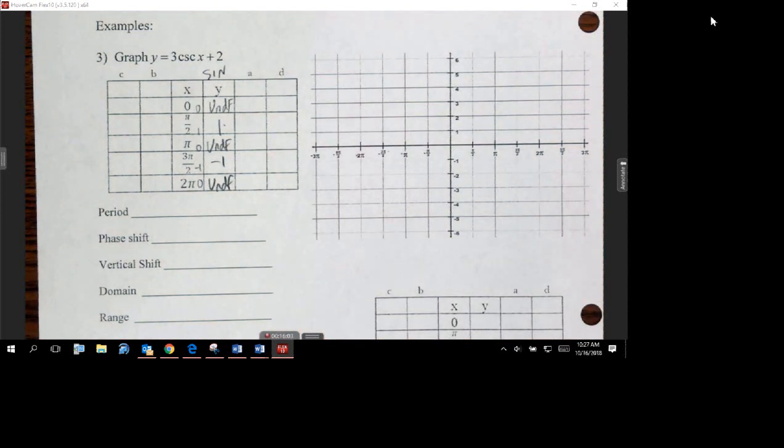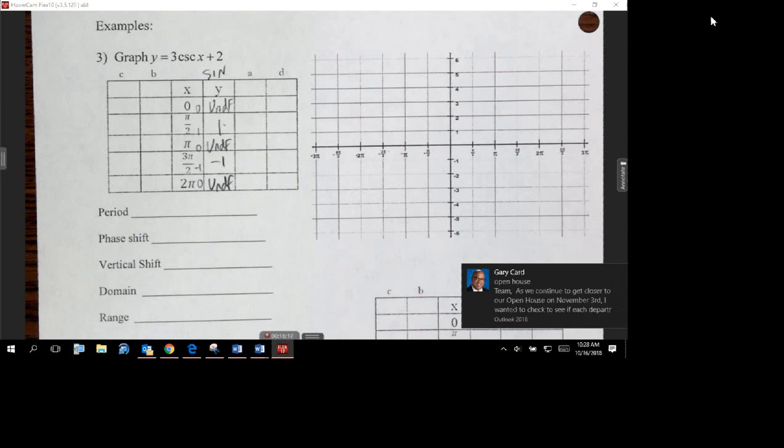So I didn't give you a spot to put in the sine function because some of you might easily memorize the cosecant, but I don't. I know the way that I can retain things the best is putting it on the paper. So I put it on the paper.